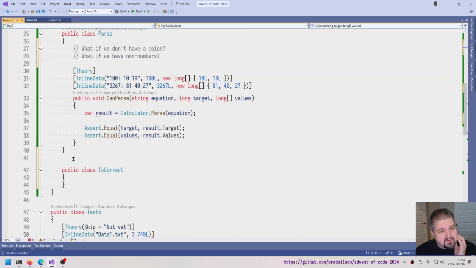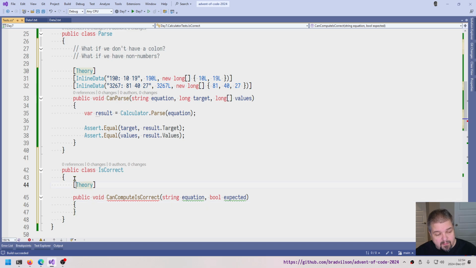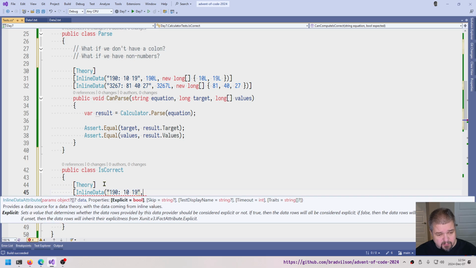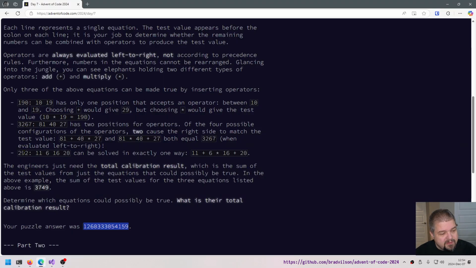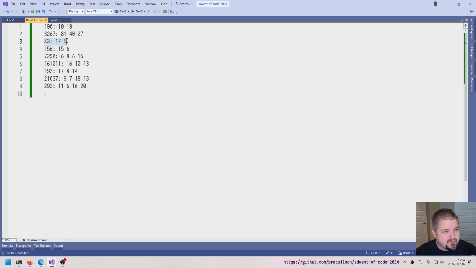And then what our tests look like, we'll go ahead and start out with a theory. Public void CanComputeIsCorrect. And we'll say, given the equation, what is the expected result? All right, so we know that this one is correct, right? Because that's what it told us in the validation. So this one is correct. The other ones that were correct are 3267 and 292. So let's go grab one that isn't 3267, 192. So let's take a complicated one. Let's take that one.